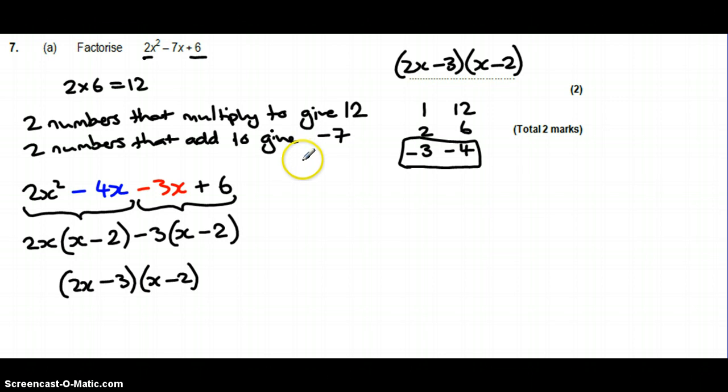I hope this was useful. The method needs lots of practice to make sure you can embed it so that when you're tested on it you can get it right every time, and it becomes very useful when we start solving quadratics. You'll need to be able to factorise quadratics like this as well. I hope it was useful. Keep practising and I'm sure you'll do well.